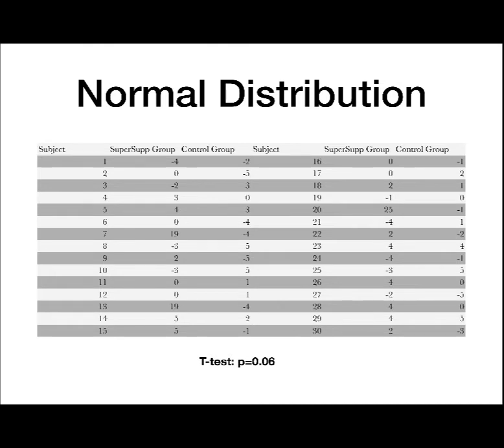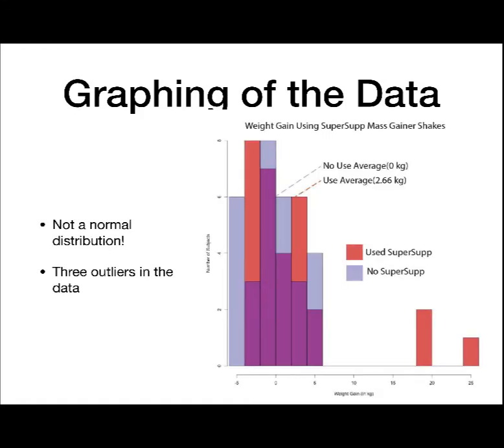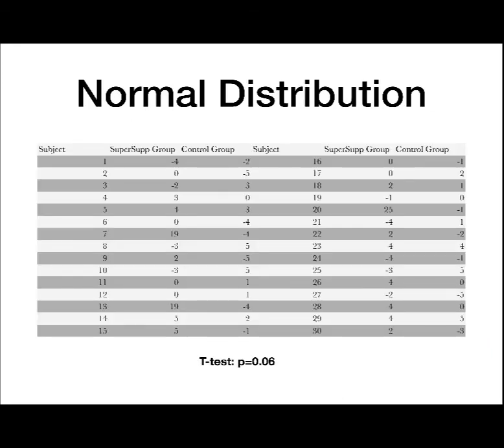So the manufacturer set up a test group, and you have a super sub group here, and here's all the numbers, and you have a control group, and here's all the numbers. And the question is, did the super sub group gain more mass? If you do the averages, you turn out that yes, they did. On average, the super sub group gained 2.66 kilograms, and the no use group, the control group, got 0.